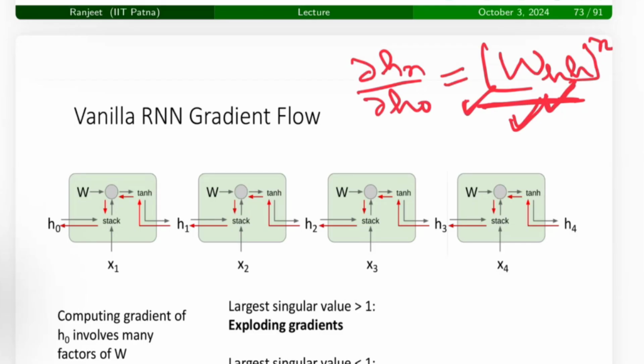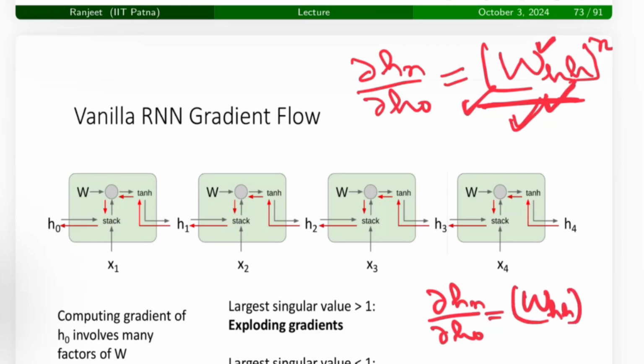Now suppose n is very, very large, because many times we take n very large. If your n is very large and this W_HH has very small values, that could be one scenario. Just take a scenario like what type of problems we can face here. I want to find del Hn by del H0, because this is involved in my calculation when I'll be updating the W. So I want this thing. But the thing is, this gradient is equal to W_HH to the power n. And W_HH is your fully connected layer.